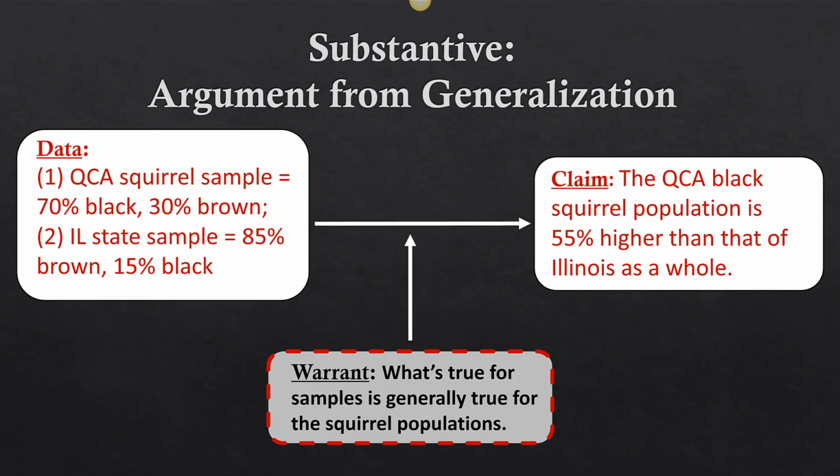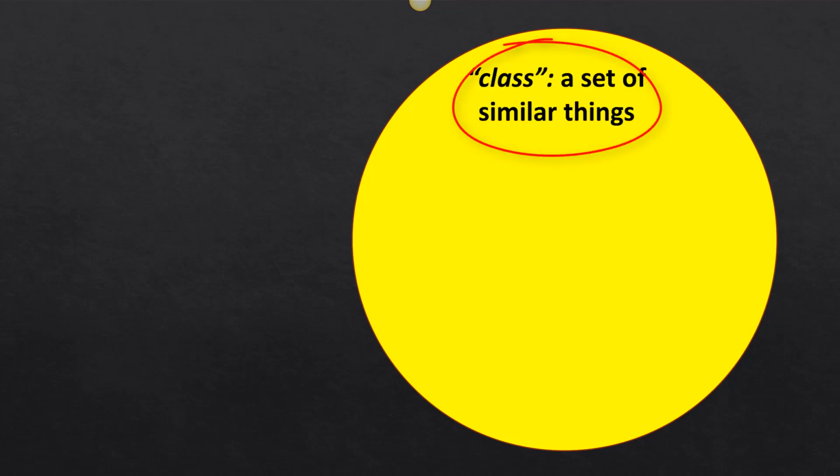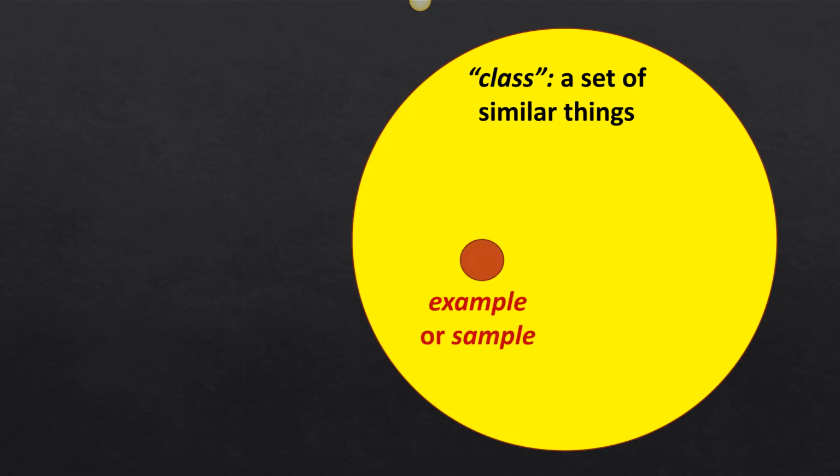What's basically going on in inductive reasoning or argument from generalization is a process like this. We have a complete population, a class, a set of similar things. In this case, I was looking at the class of squirrels in the Quad City area as part of my argument, and then I looked at the larger class of squirrels in the entire state of Illinois as another class, another set of similar things. And so within any class, we're going to find an example, a member of that class, or we may find a sample, a number of examples that are all part of that class of similar things that we're aggregating.